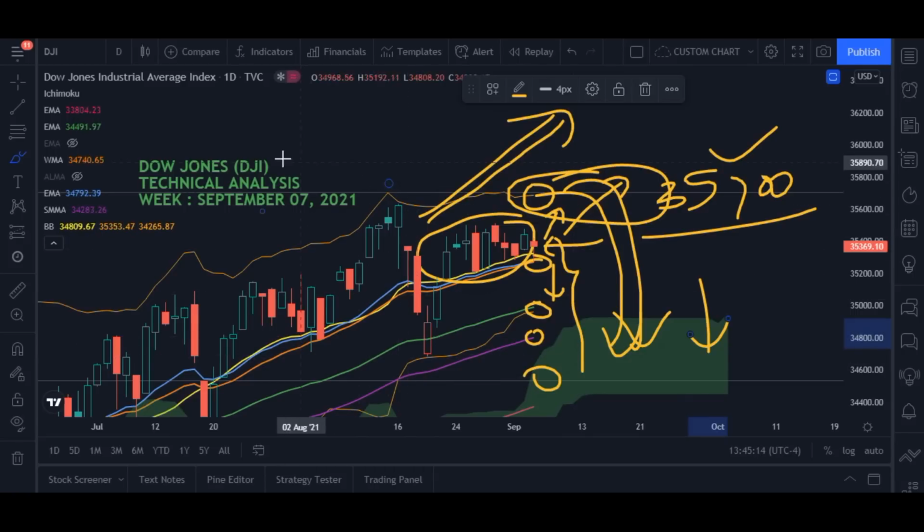Okay guys, so this was the technical analysis for the Dow Jones Industrial Average Index for the week commencing from September 7, 2021.